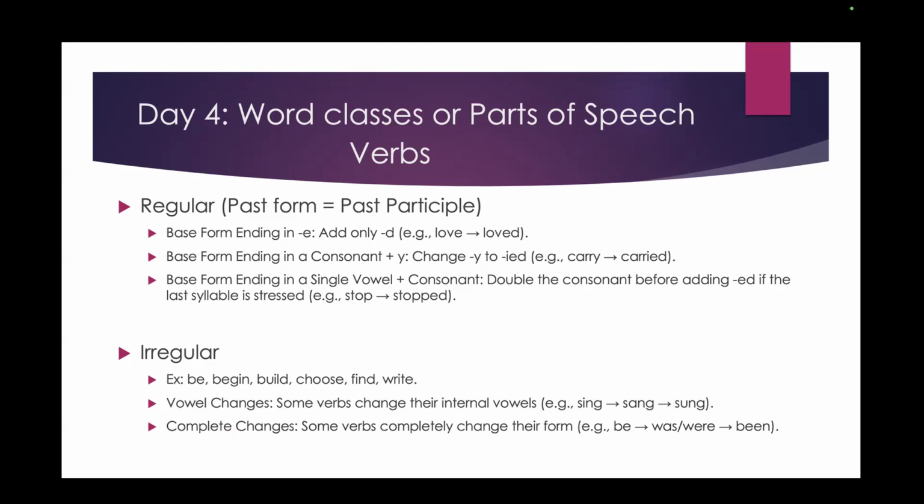And then, of course, there are irregular verbs that change completely. So, for example, the verb to be, that in the past form changes to was or were, depending on whether you're referring to a singular or plural subject. And then if you want to use it in the past participle, then it is been, the one that you have to use with double E.